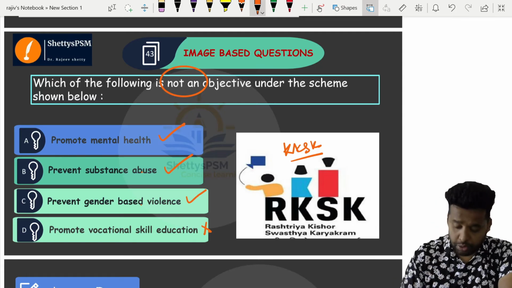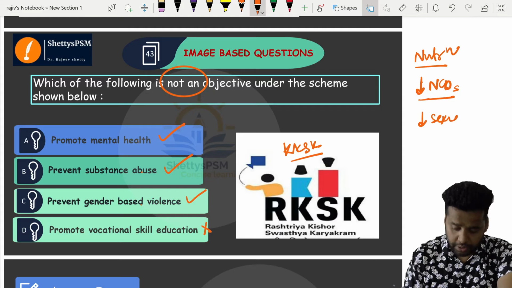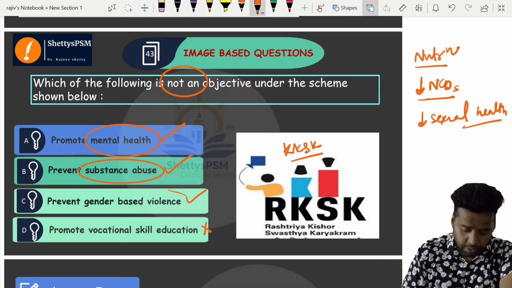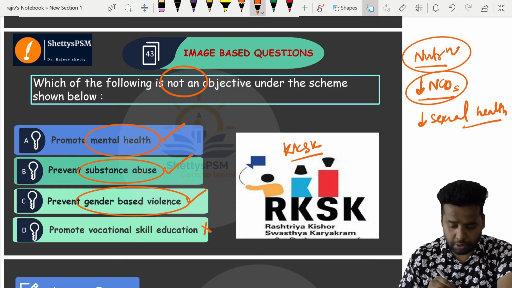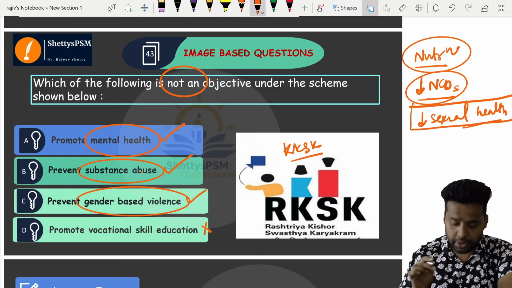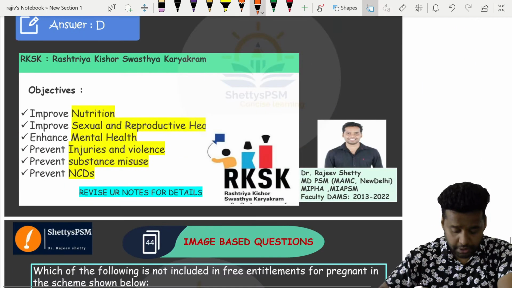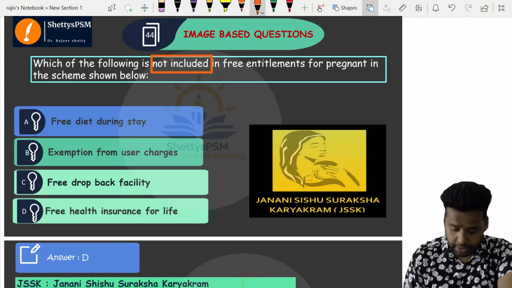Along with this, we have to promote nutrition, reduce non-communicable diseases, and reduce sexual health issues. So mental health 1, substance abuse 2, gender based violence 3, promote nutrition 4, reduce non-communicable disease 5, reduce sexual health issues 6. Total 6 objectives under Rashtriya Kishore Swasthya Karyakram, not included under JSSK.